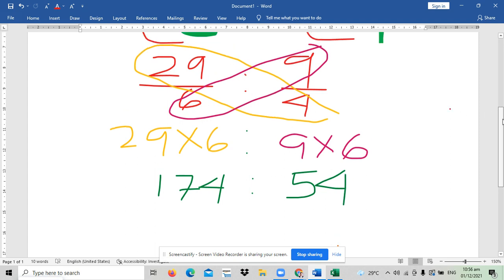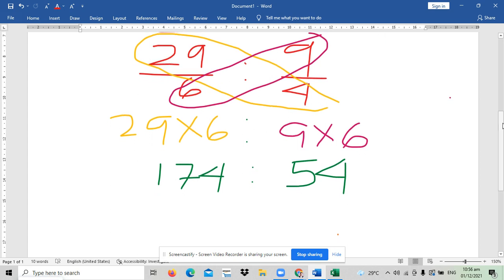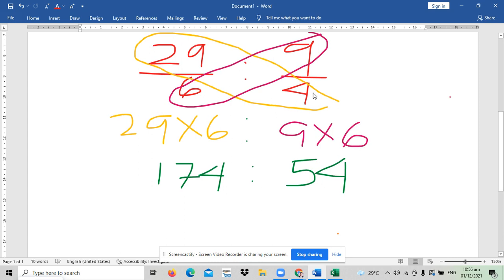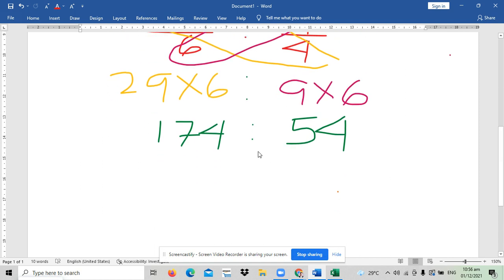Okay, so again, in the second step, we did not cancel out the denominators directly because they are not the same anymore. We proceeded to cross multiplying the numbers. We cross multiply this pair first and then the second. And so we got 174 is to 54.